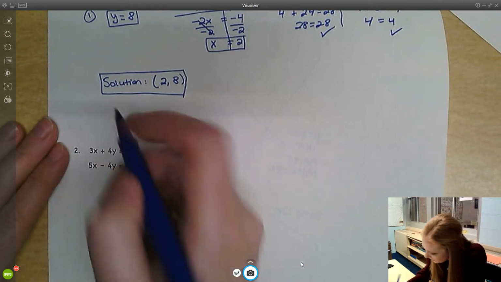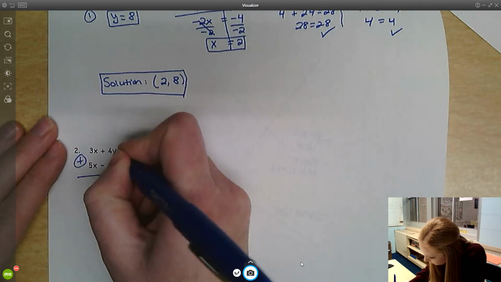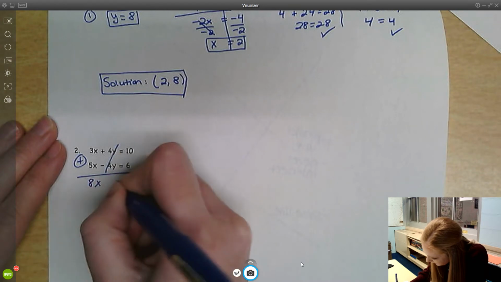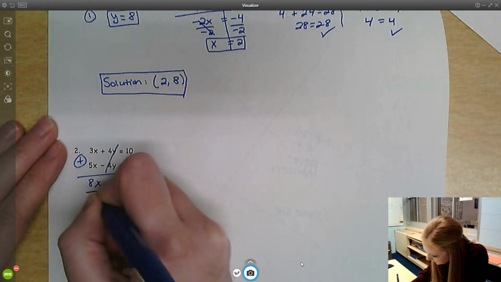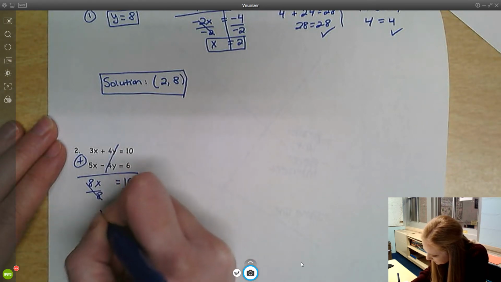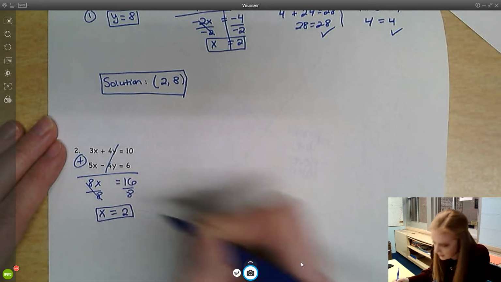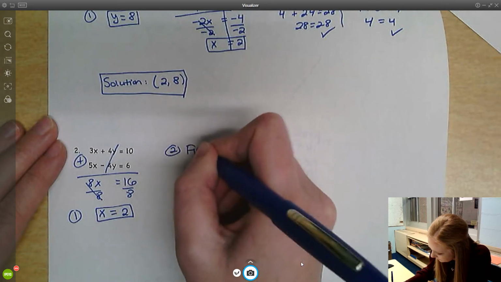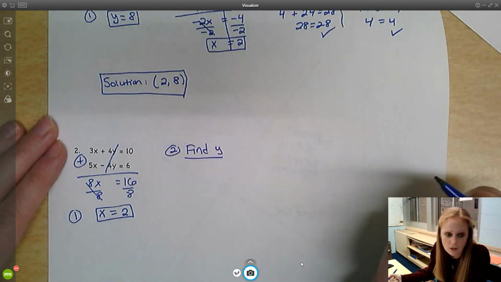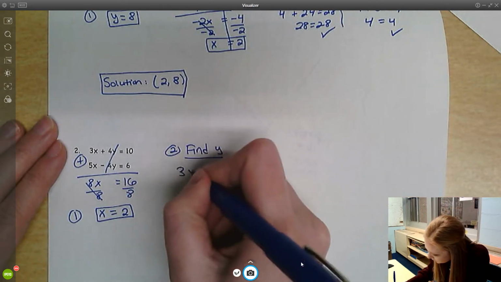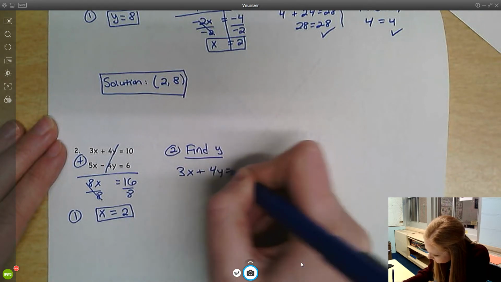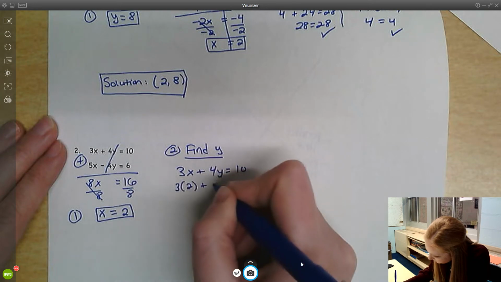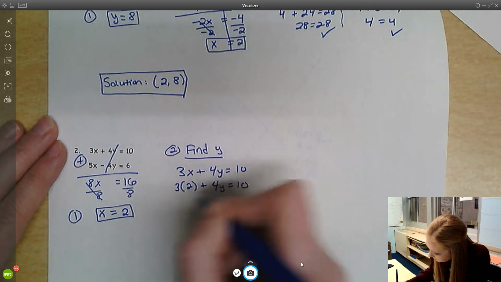Great, the second one. We have some additive inverses that are going to cancel out and eliminate right away. 4y minus 4y, excellent. 3x plus 5x is 8x. 10 plus 6 is 16. Divide both sides by 8, and we solved for x to be 2. Great, now we need to go back and find y. We found x, let's find y. Rewrite one of the originals. Plug in 2 for x and solve for y.